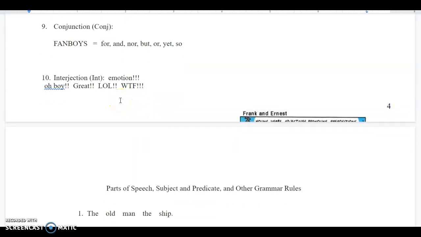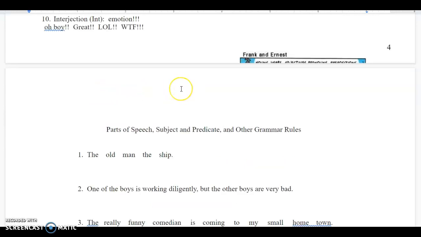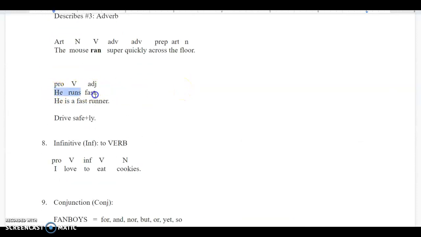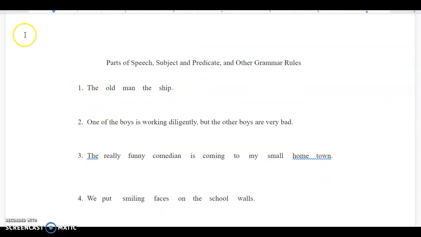parts of speech. So now I would like for you to go back and take a look at your worksheets and see if you can figure out parts of speech for this. So take a look at number 1, the old man, the ship, and I want you to pause the recording and try to figure out what the parts of speech is for this sentence, like how I did for the other ones, like he runs fast, right? You say he's a verb, adjective, okay? Like this one. Okay, try to figure out parts of speech for every word. So again, pause the recording and see what you do.